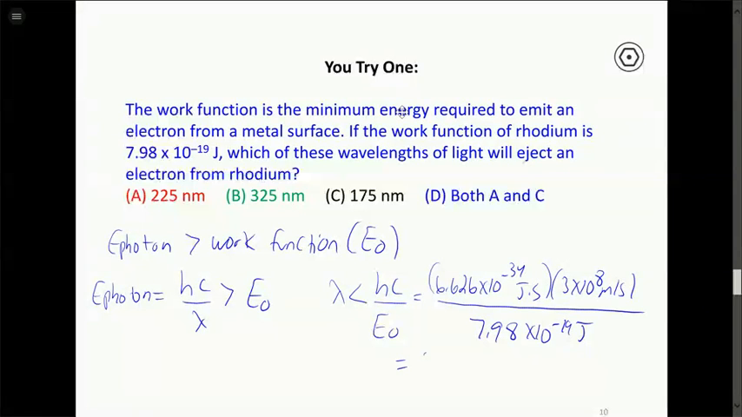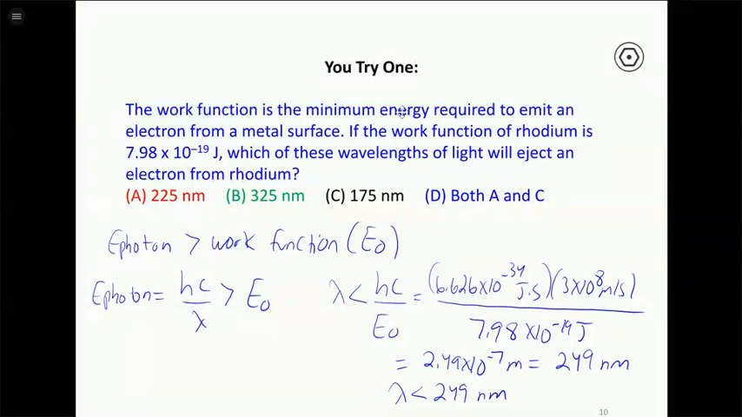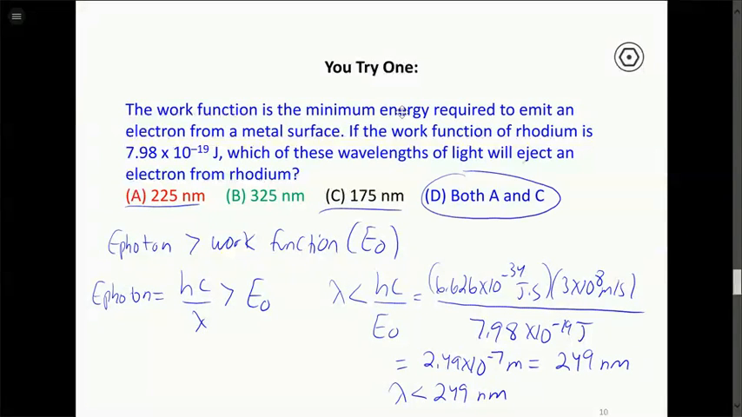And so when we work this out, we get 2.49 times 10 to the minus 7 meters, which is 249 nanometers, which is the unit that I gave you in the problem. So that means the wavelength has to be smaller than 249 nanometers to eject an electron. So any of these that are smaller than 249 is going to work. So that's going to be A and C. So the correct answer, which I think was the least popular, is D.